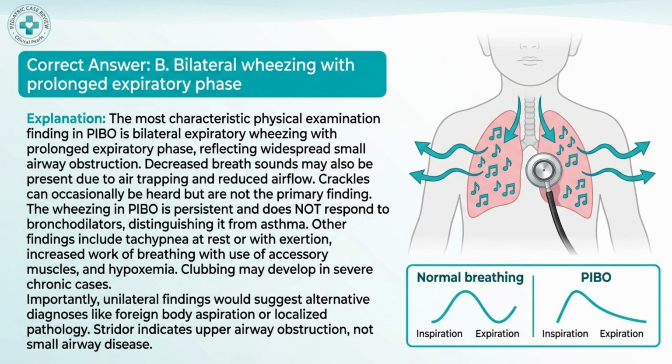The correct answer is option 2. Bilateral wheezing with a prolonged expiratory phase. As shown in the breathing pattern diagram, widespread small airway obstruction leads to prolonged expiration and persistent wheezing that does not respond to bronchodilator therapy. Decreased breath sounds, tachypnea, and an increased work of breathing are also common. Stridor or unilateral findings would suggest alternative diagnoses.